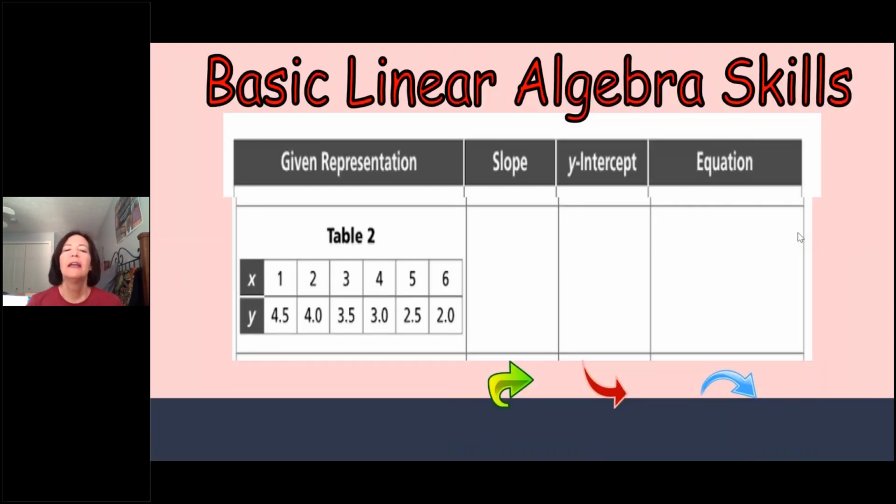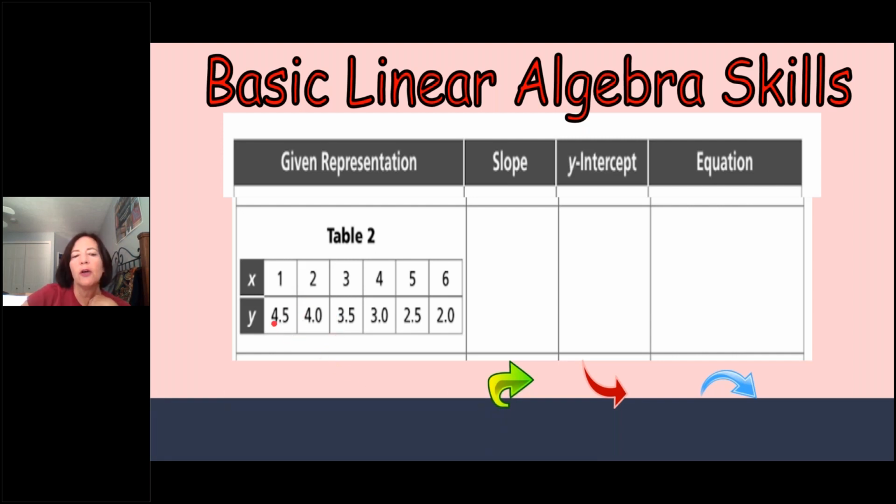Okay, here's another table. This is a really tricky problem. But the slope, let me see, we said when we had a table to find the slope, we're going to find the change in y and divide that by the change in x. So our y values are right down here.